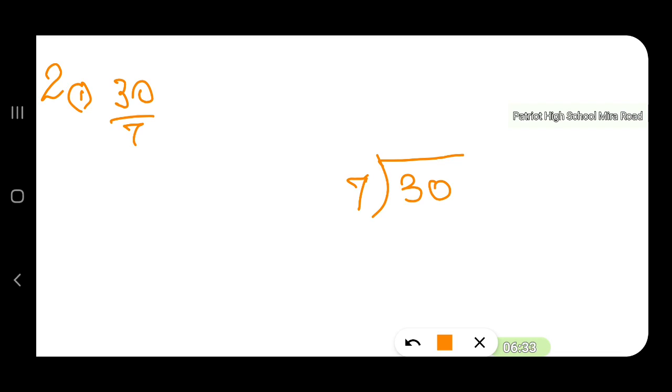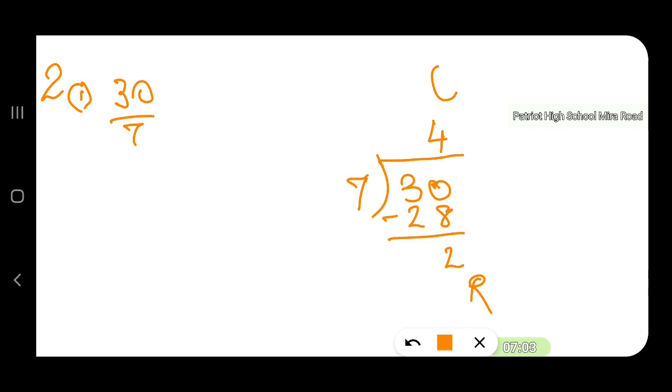So we know from the table of 7 that 7 fours are 28. 7 fives are 35. 35 is bigger than the dividend. So we cannot take 5. 7 fives are 35, we cannot take 35. So we will go for 7 fours are 28. Subtracting 28 from 30 we get 2. So the remainder is 2.